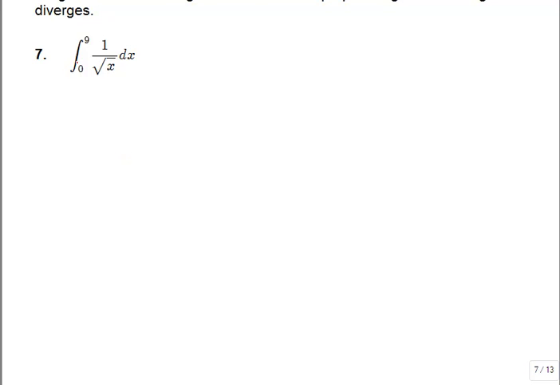So for example, if you want the integral from 0 to 9 of 1 over the square root of x dx, there's no infinite bounds here. What the issue is that at 0, this function does not exist. It has a vertical asymptote.